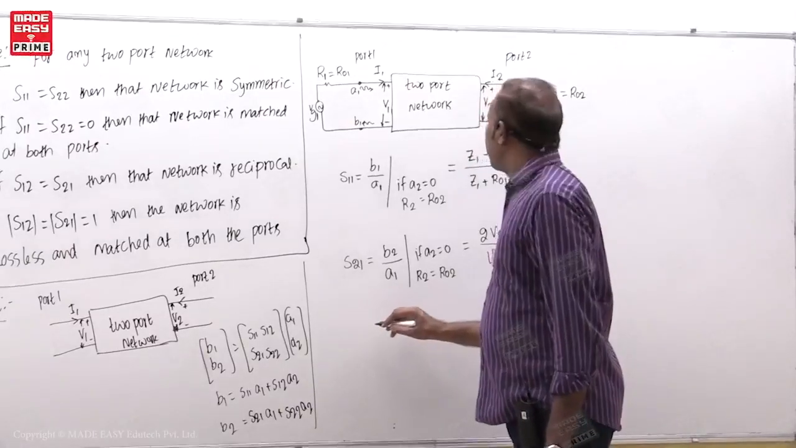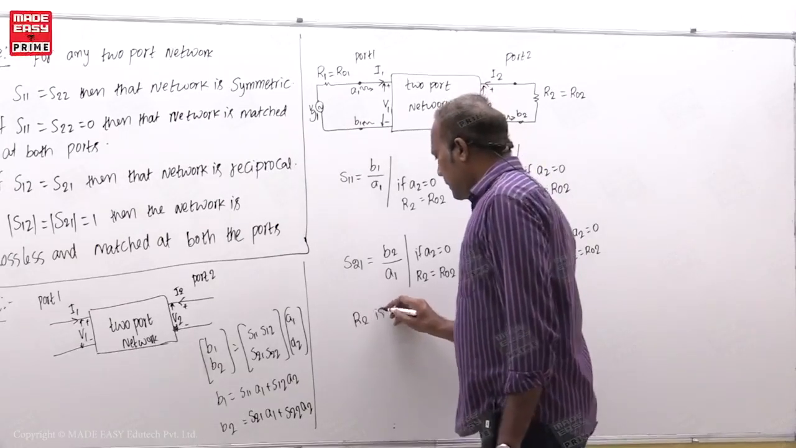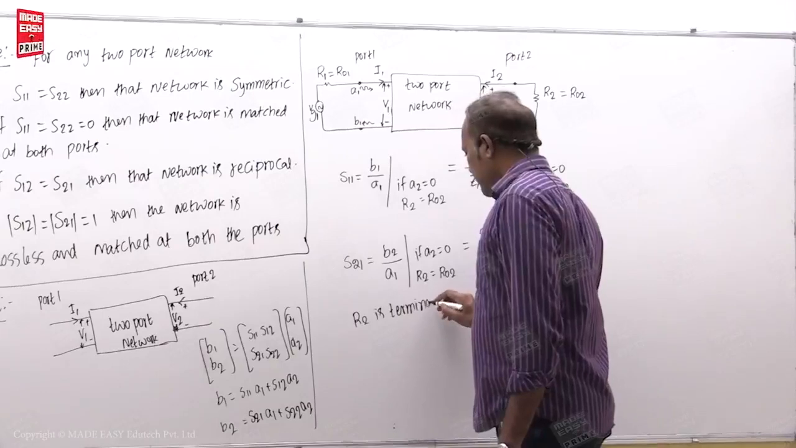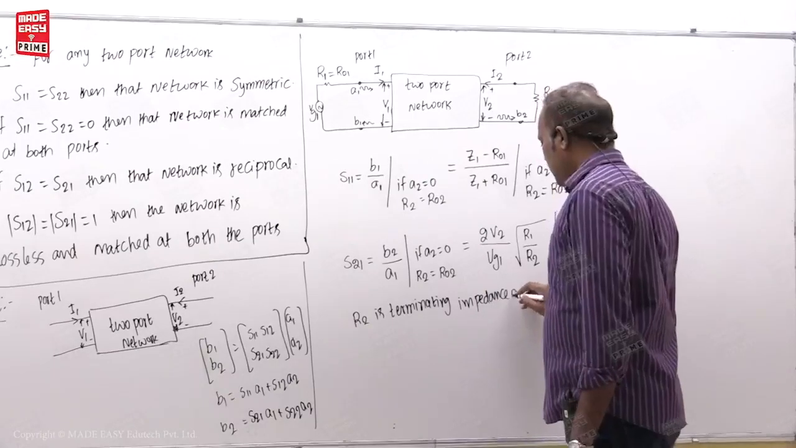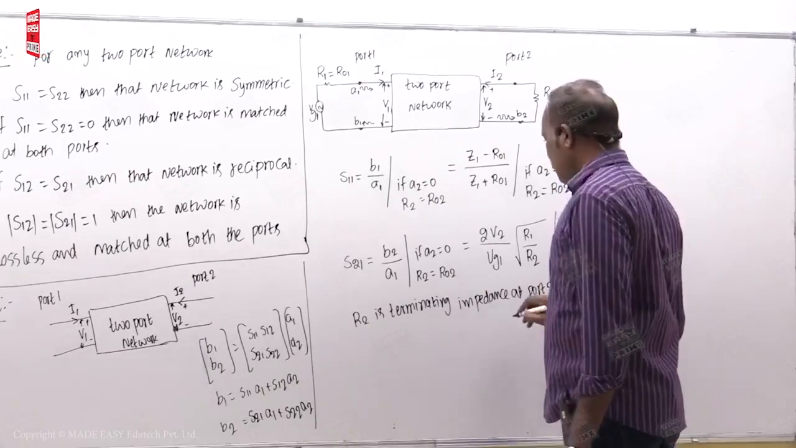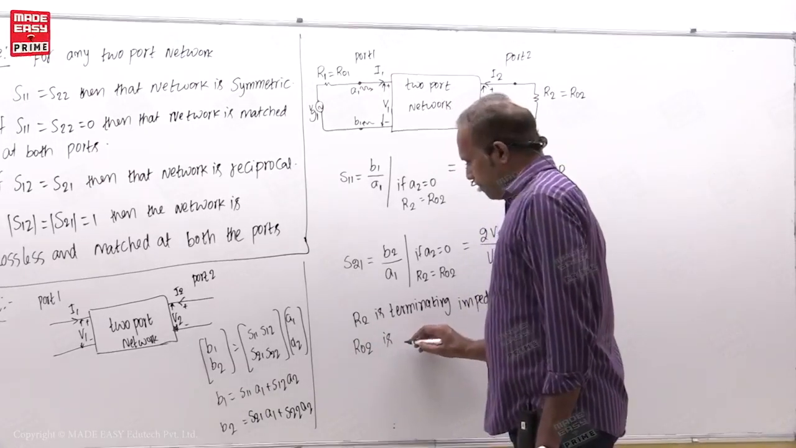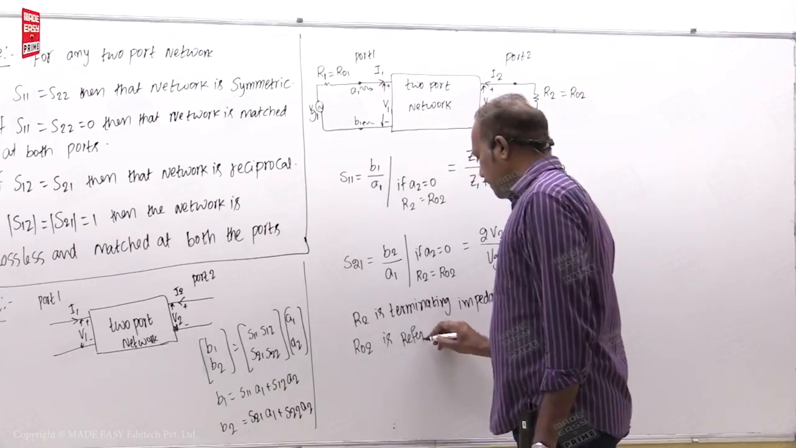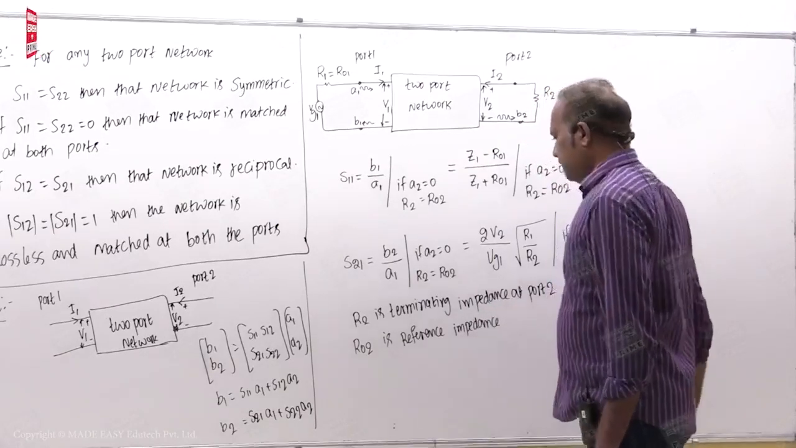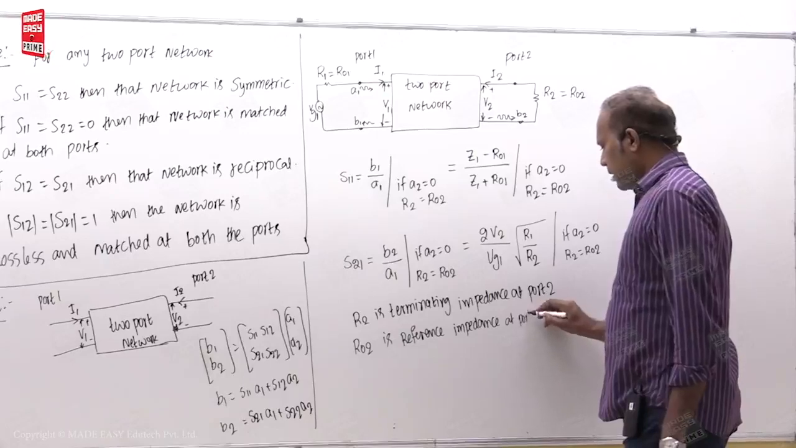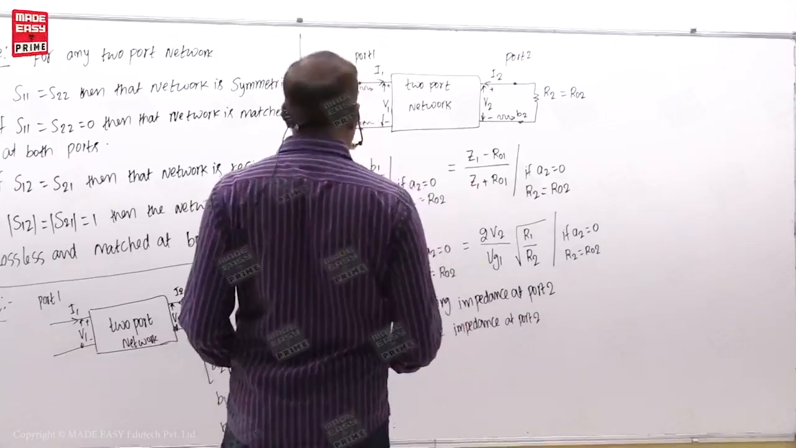So here R2 is the terminating impedance at port 2 and R02 is the reference impedance at port 2. So now the same discussion you can apply to this side.